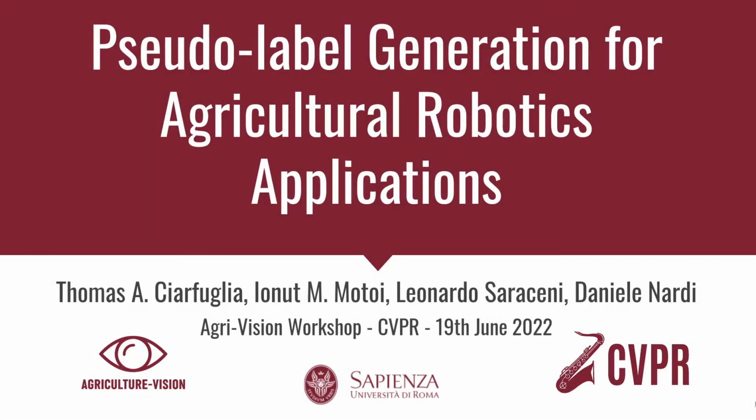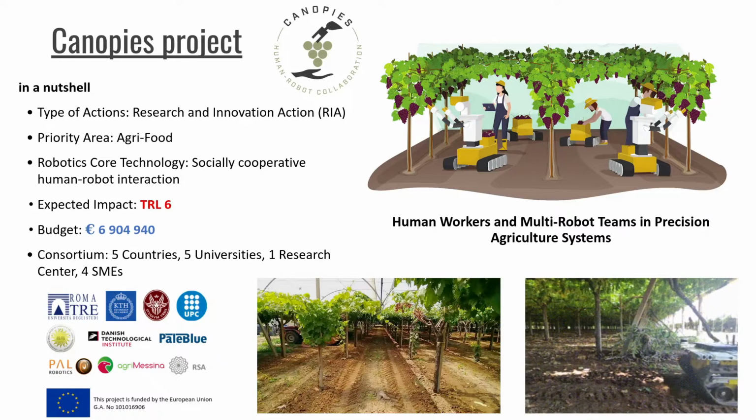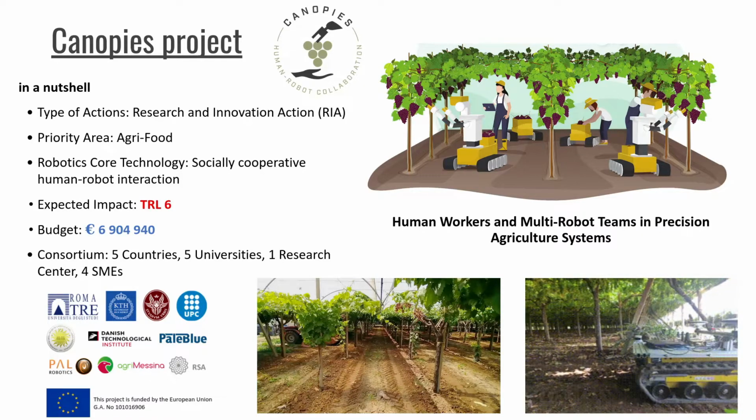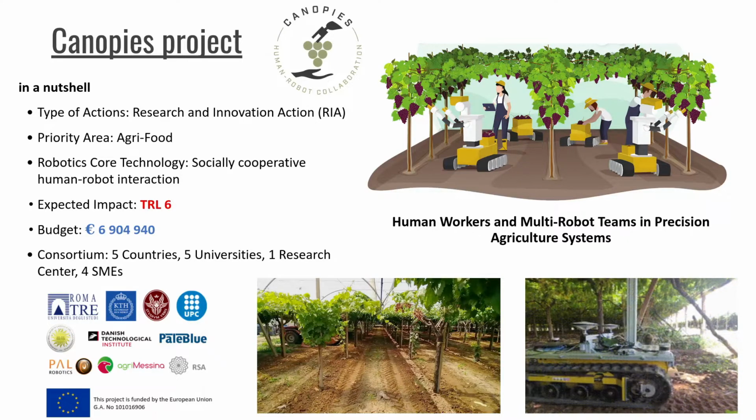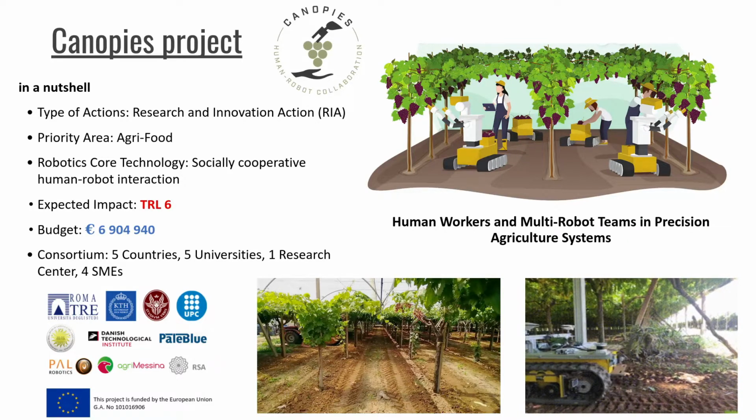Pseudo-label generation for agricultural robotics application is a joint work by Thomas Ciarfuglia, Ionut Motoi, Leonardo Saraceni and Daniele Nardi, all from the Sapienza University of Rome. The work has been developed in the context of the European-funded project Canopies that aims to develop a framework for human-robot interaction in the agricultural field.